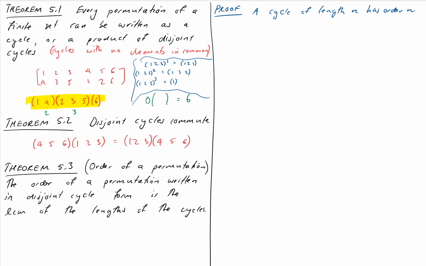Okay, so now what we're going to do is take two disjoint cycles and define their LCM. So let alpha and beta be disjoint cycles of length m and n. And I'm also going to want to refer to the LCM, and I'll let k be the LCM of m and n. Okay, so let's see if we can prove that the order of alpha times beta is equal to the LCM of m and n.